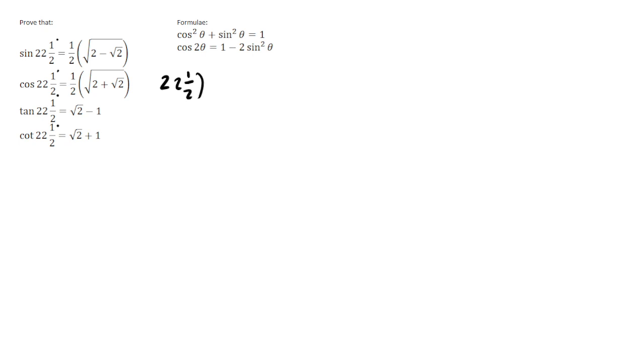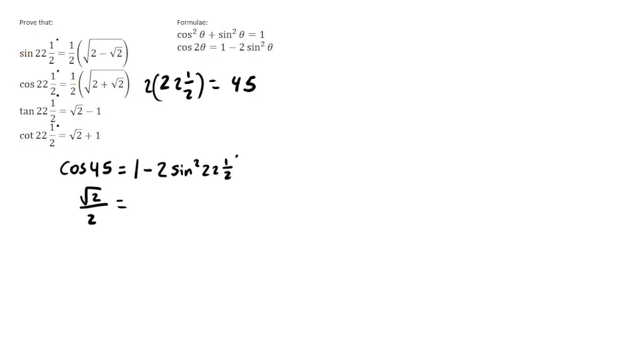So we know that 22.5 multiplied by 2 is equal to 45. So we can say that cos 45 is equal to 1 minus 2 sine squared 22.5. Alright? And we also know that cos 45 is root 2 over 2. So we can write root 2 over 2 equals 1 minus 2 sine squared 22.5.